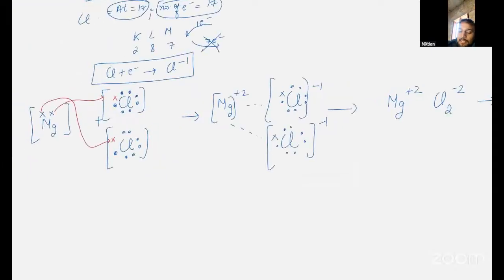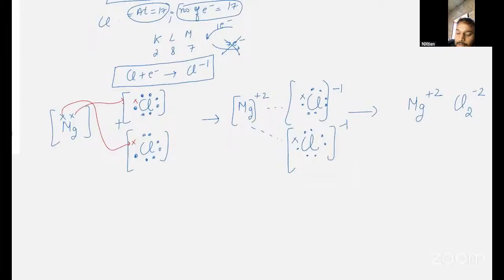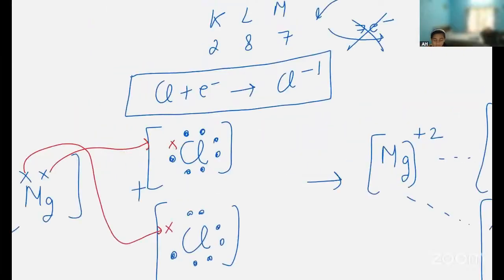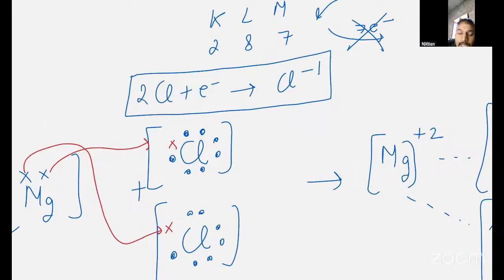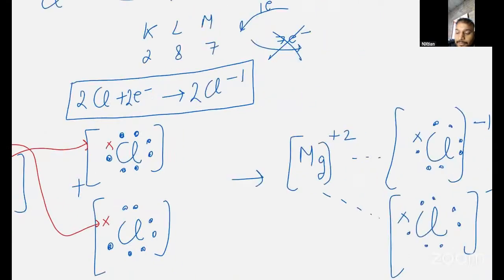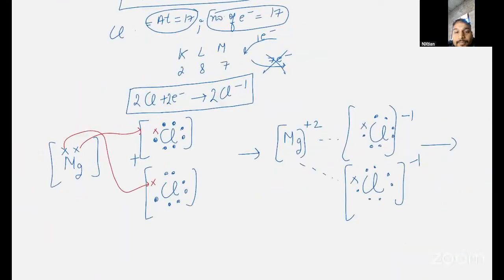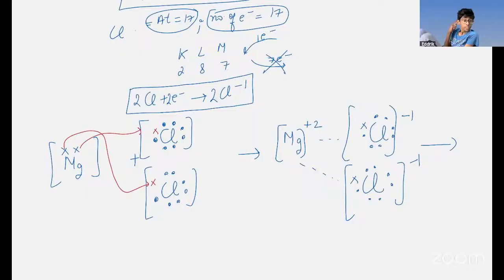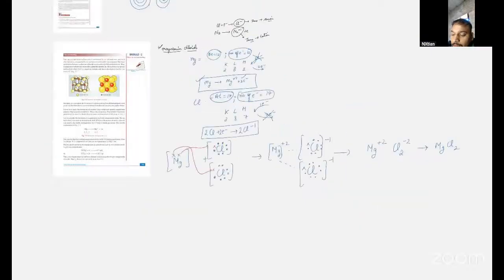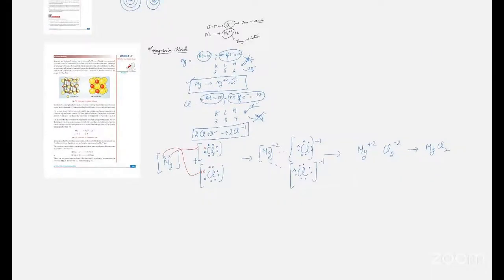Got it, guys? So this is magnesium chloride. Here one chlorine atom is not there, 2 chlorine atoms are there. 2 electrons they receive so that they can get 2 chloride minus 1 ions. Everyone got it? David, got it, beta? Yes, sir. Okay.